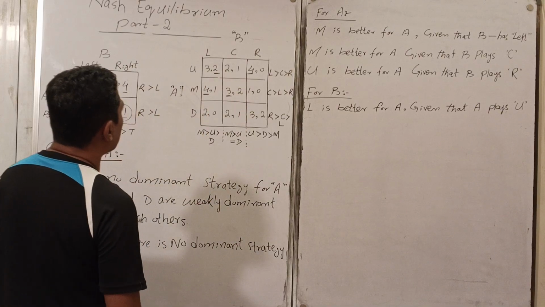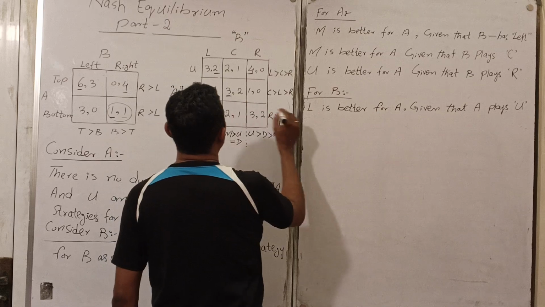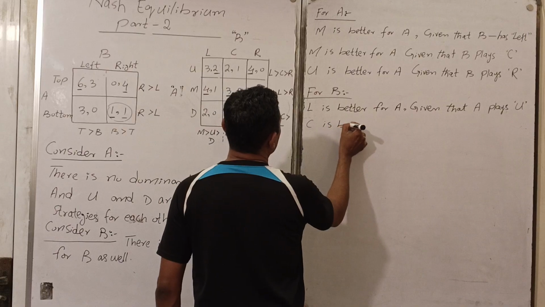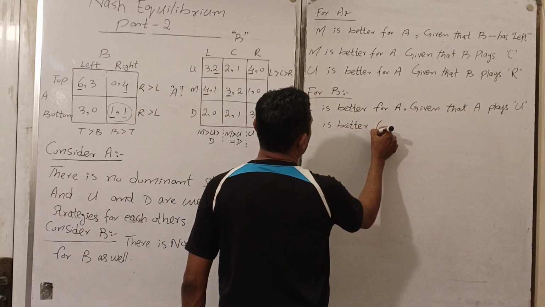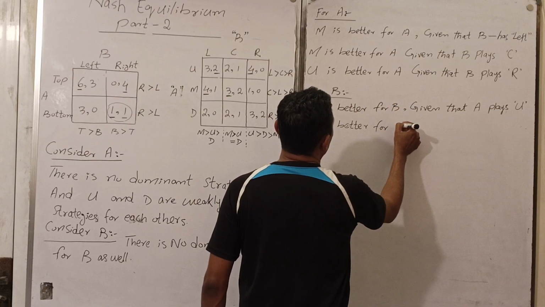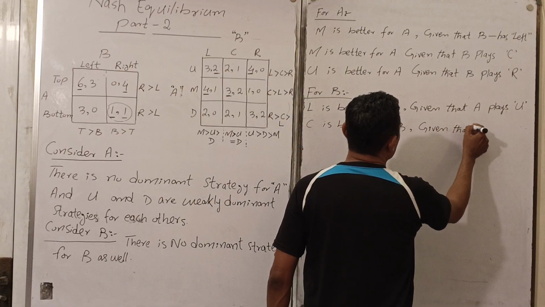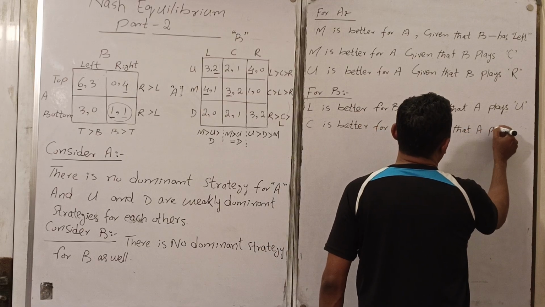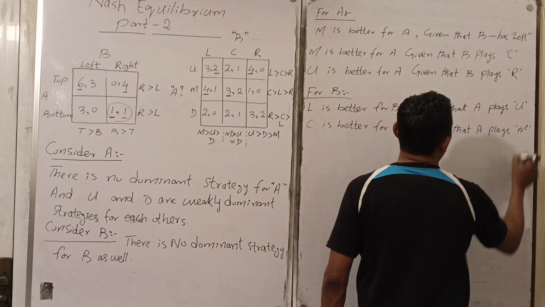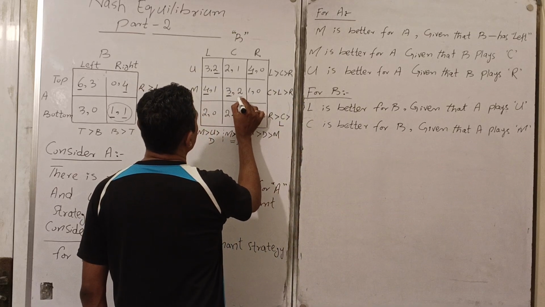Okay, now look at here. This one is C. C is better for B given that A plays M. Similarly, the last one is C.